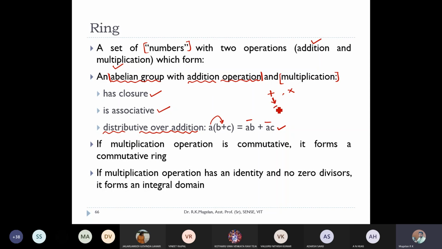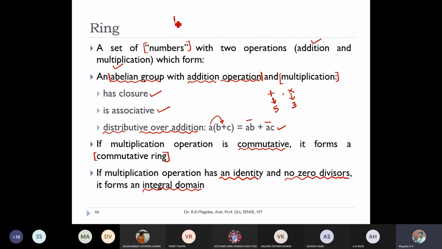The addition operation will satisfy all the five properties. That's why it's called an abelian group with the addition operation. And multiplication will satisfy three properties: closure, associativity, and the distributive property. If multiplication also supports an extra property, the commutative property, then I can call the ring a commutative ring. Now further, if the multiplication supports some more properties, like an identity property, that is, some identity element is there, and it has no zero divisors, then I can call this ring an integral domain.